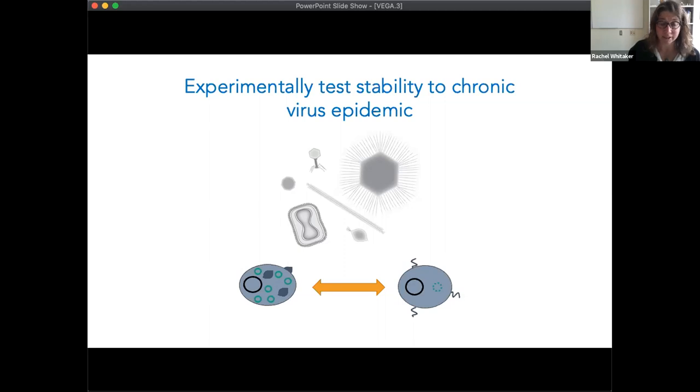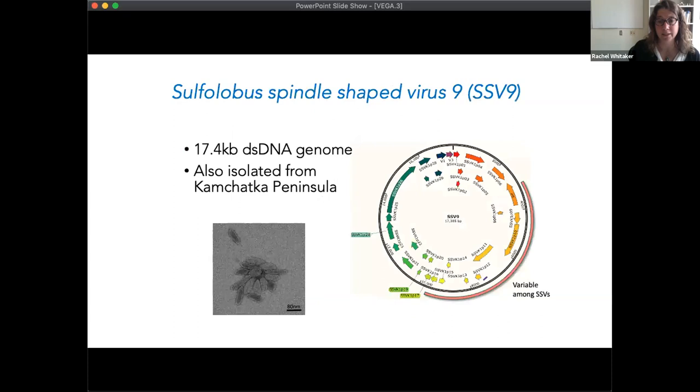We can't do that in Kamchatka because it's so far away and difficult to study. So we decided to look at it experimentally in the lab and built a system where we could take our virus, our chronic infected virus, and compete it in culture with a CRISPR immune or non-immune strain.